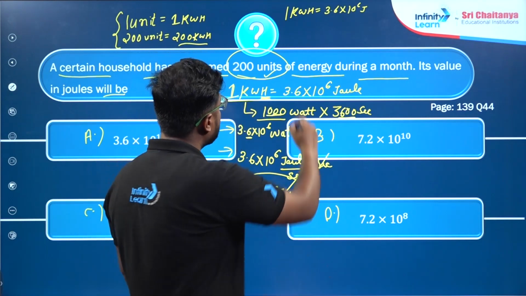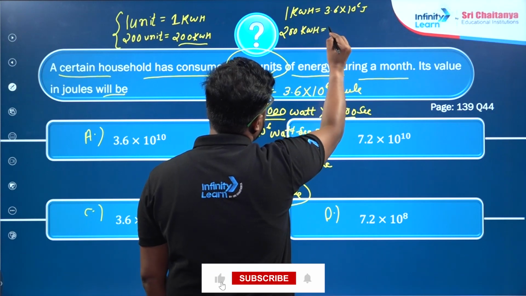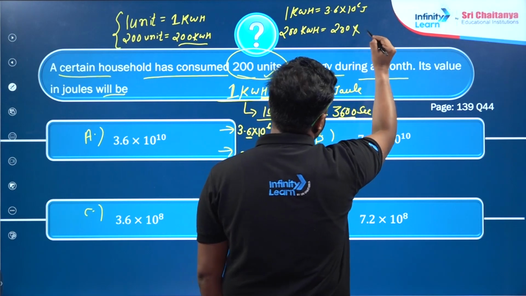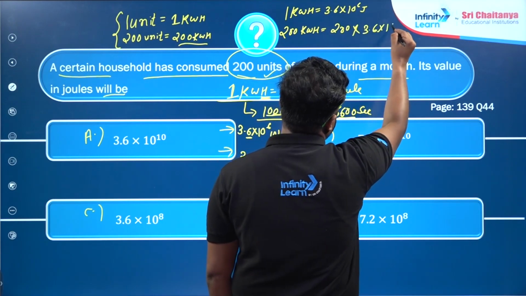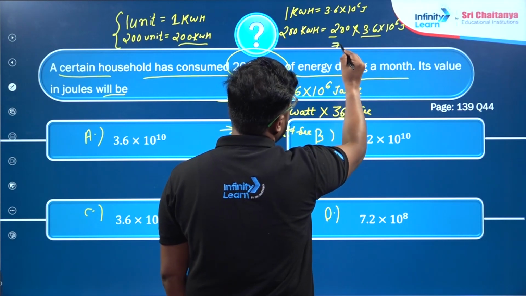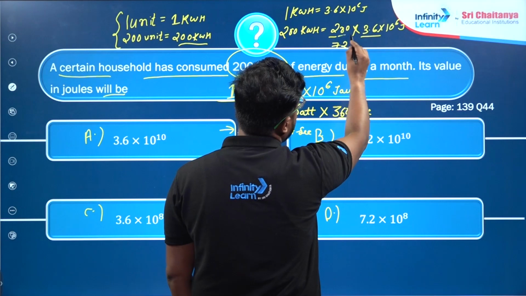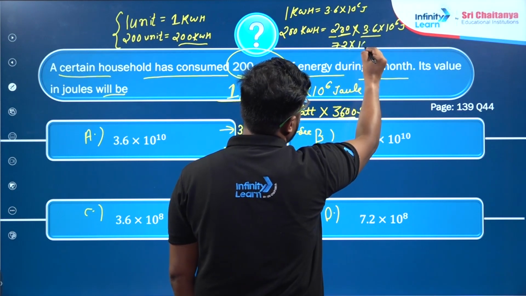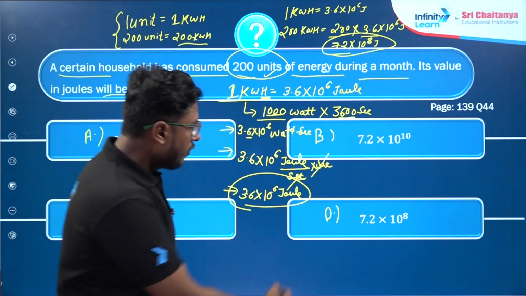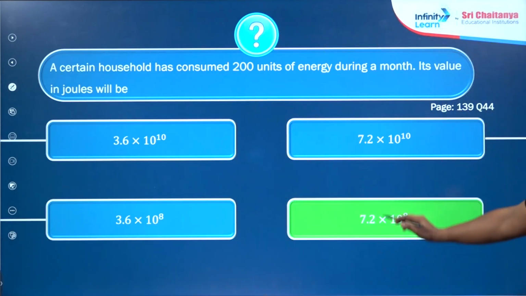After that, if I'm talking about 200 kilowatt hour, how can we convert it? We just need to multiply here. 200 into 3.6 into 10 to the power 6 joule. 2 into 3.6, that will be 7.2, I think so, right? Now, these two zeros and 10 to the power 6, that will be 10 to the power 8. So 7.2 into 10 to the power 8, which means the D part is the correct answer. Okay, so the correct answer here is definitely the D part.